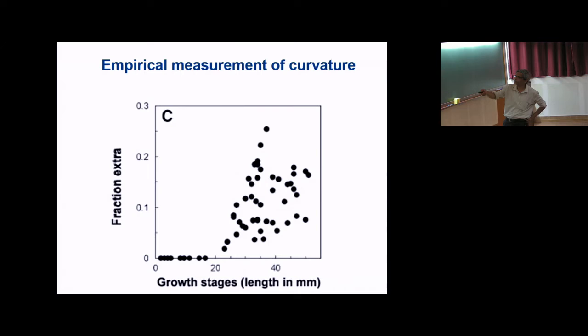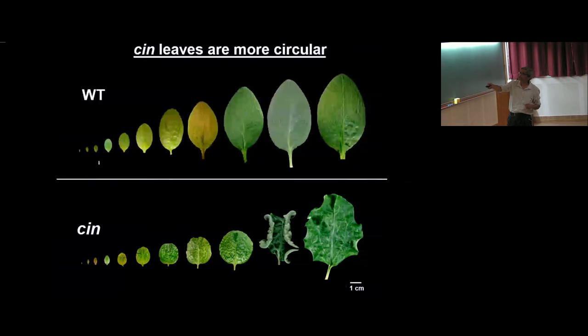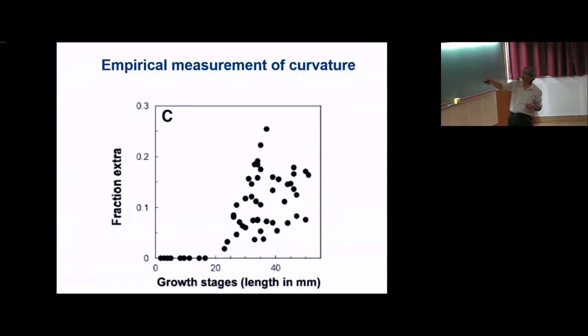And if you plot it as a function of the developmental growth, which is shown here, this is the leaf growing from very small to big, and this is the fraction extra that you have over the leaf area. For wild type, it will be totally 0, of course, because there is no curvature at all. But initially, for the mutant, it stays 0, and you see that there is no folding over each other, whereas here it starts folding.